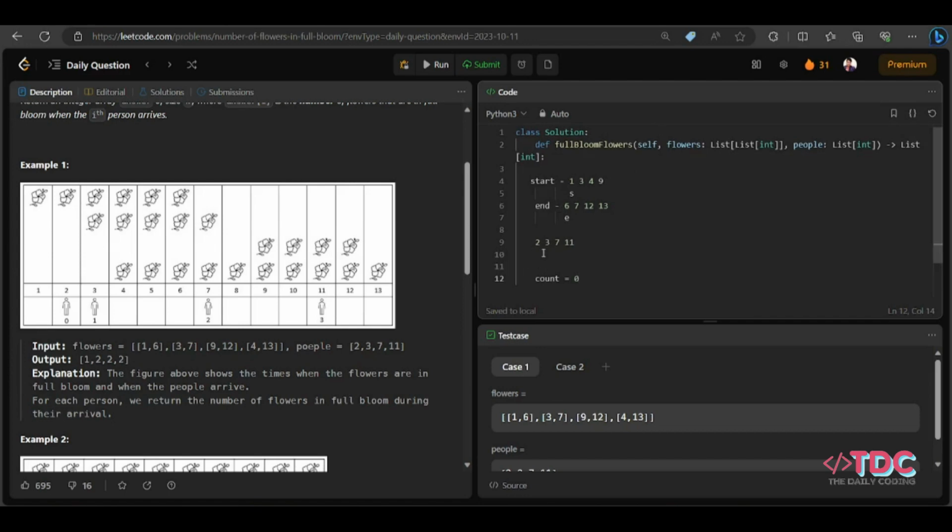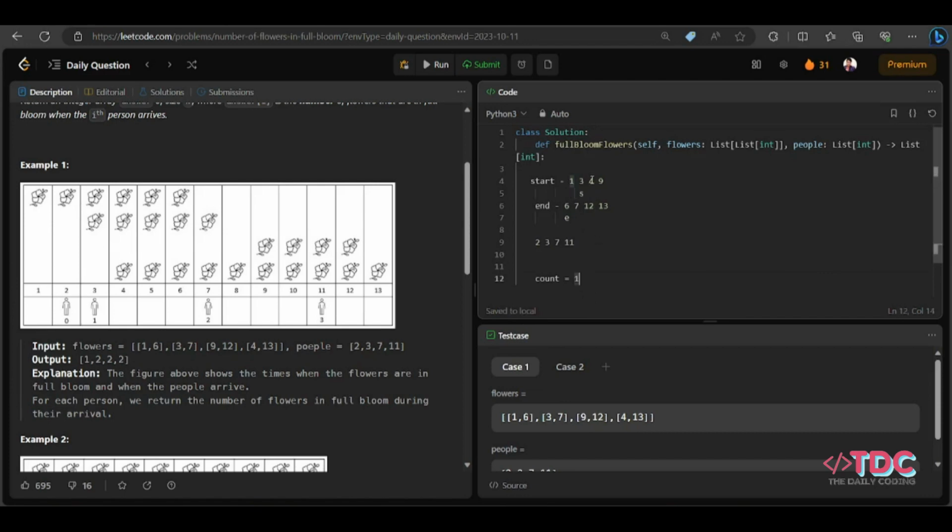Now for this time 2, is any flower bloomed? How will we check? We will check the starting point. Is 1 less than 2? Yes. So what it means is that before this 2 there is one flower already bloomed. So my count becomes count plus equal to 1, and this s pointer goes to the next element.